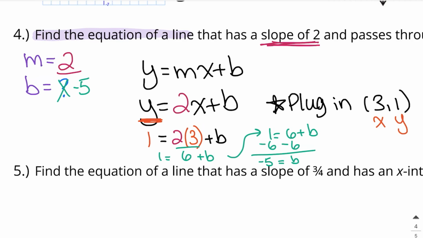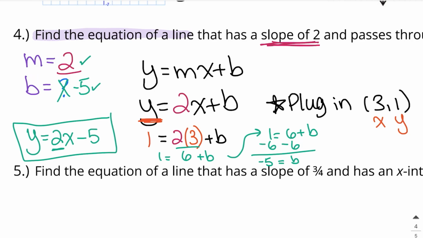We know our information now. We know what our m is. We know what our b is. So we can say y equals 2x. This is the mx plus b, is going to be -5. And that's my answer for number 4.